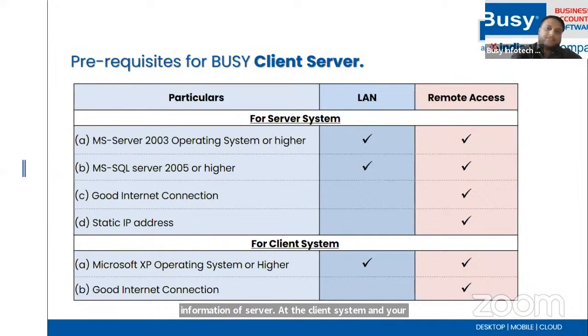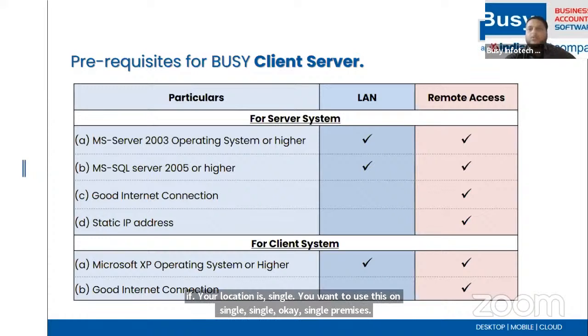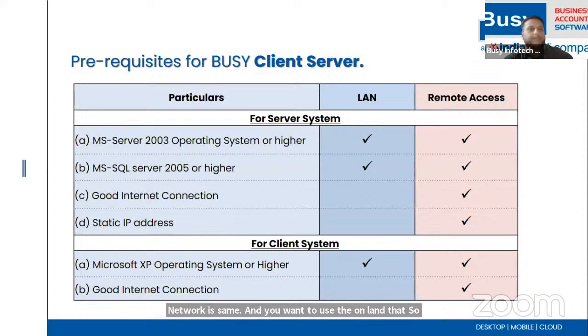If your location is single, you want to use Busy in a single premises, the network is the same, and you want to use Busy on LAN with SQL database, what are the configurations required? First is MS Server. This is for the server system. The requirement is Microsoft Server 2003 operating system or higher. You have to install Microsoft Server 2003 operating system or higher, like 2019, the latest.